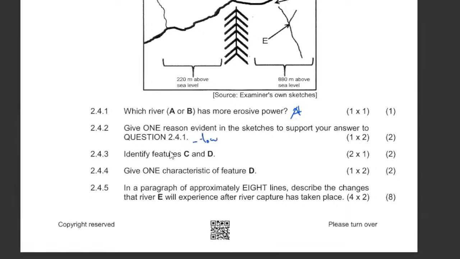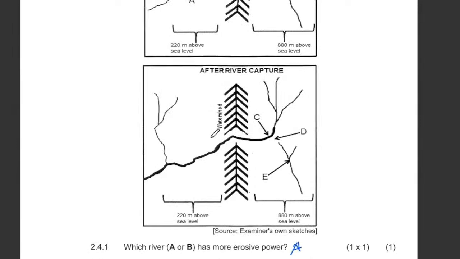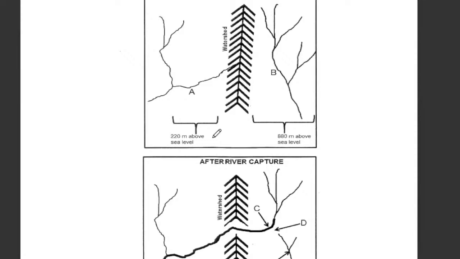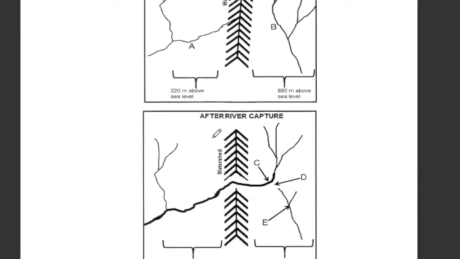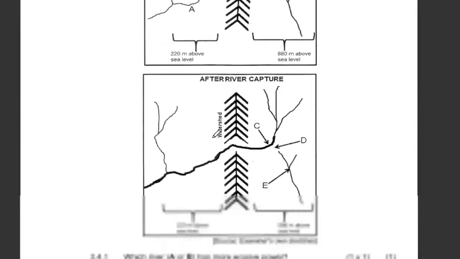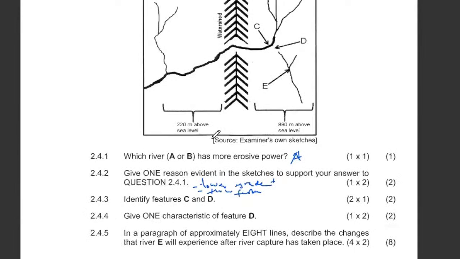Then the lower gradient. You can say it flows faster. Yeah. Any, but they need only one.